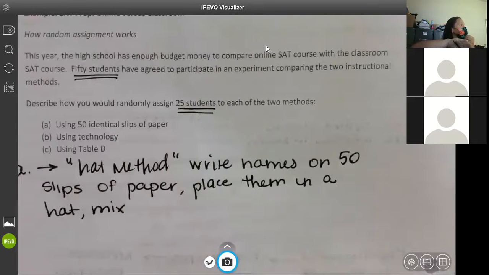And I ain't never seen nobody pull nothing out of a hat or out of a cup or anything like that without shaking it. Have y'all? That's it. So you're just mixing them up. Kind of like your deck of cards. You always shuffle them before you use them. Same thing. So mix them, then what?